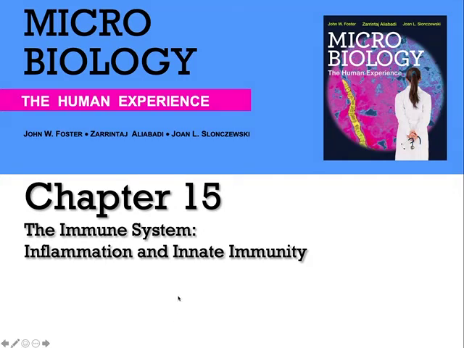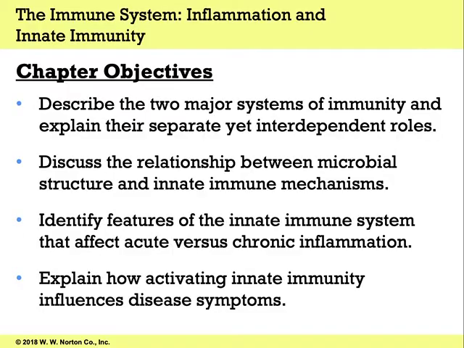Okay, we begin chapter 15 on the immune system, which is the body's defense against infection. This is how we're able to live in a world that's filled with pathogens that are on us, in us, and around us all the time, yet still remain relatively healthy most of the time. We'll talk about the two different systems of immunity and explain their separate and interdependent roles.